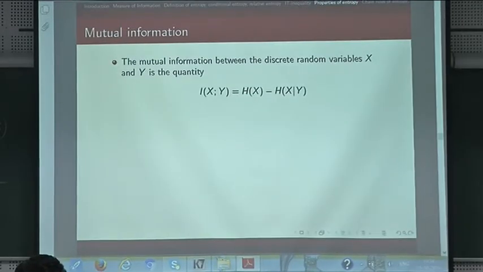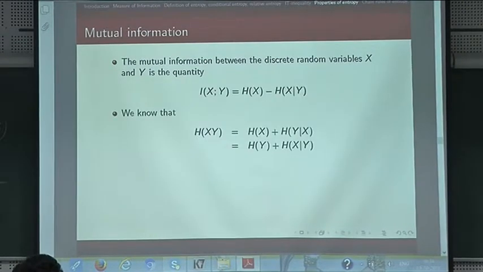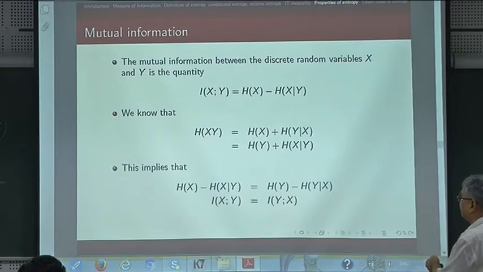The mutual information between the values x and y, we have already seen, is H(x) minus H(x given y). Now we will see this slightly more. The joint event xy has entropy H(x) plus H(y given x). In other words, it can also be written as H(y) plus H(x given y), and this implies that H(x) minus H(x given y) will turn out to be the same as H(y) minus H(y given x). And what is this? This is I(x;y). What is this? This is I(y;x).